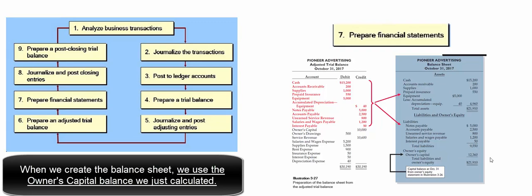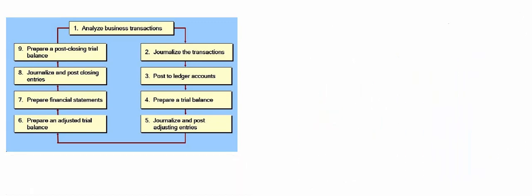Owner's capital at the beginning plus net income minus owner's drawings gives us owner's capital at the end. That's the number we put in here, and that's the number we're going to have to create in the owner's capital when we come to step 8 of the accounting cycle.